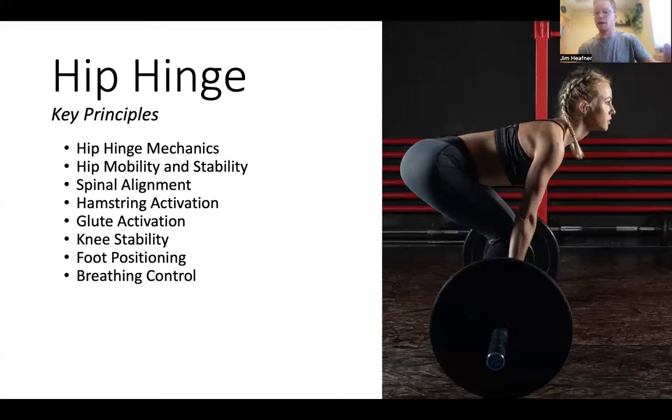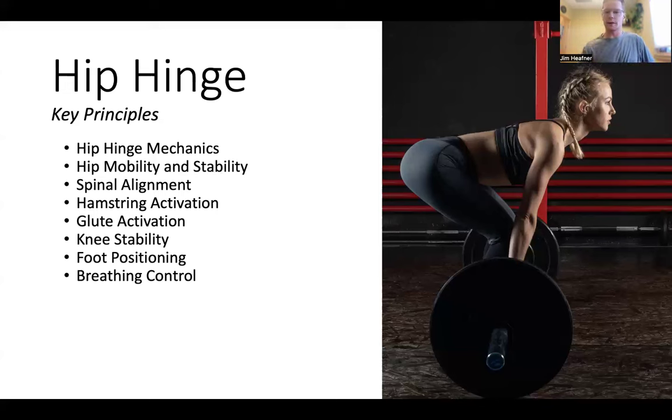We talked about the spinal alignment, searching for more of that spine neutral position. Hamstring and glute activation is huge. The hip hinge or the deadlift is primarily a posterior chain movement. So maintaining activation across the posterior chain is the goal.